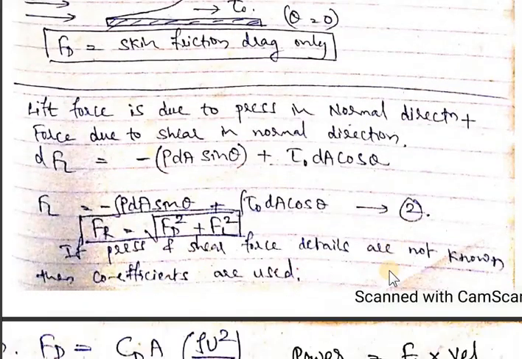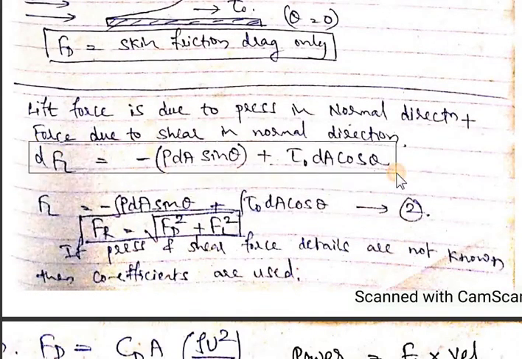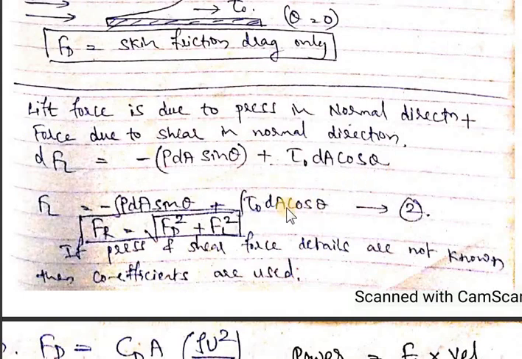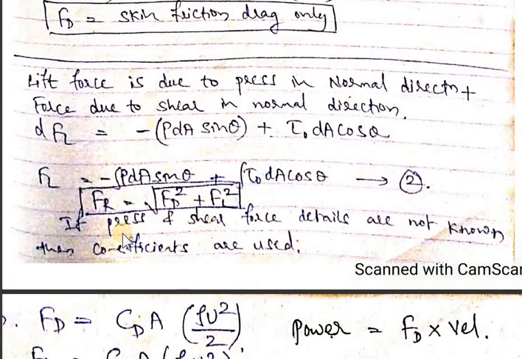dFL, for a full body, I have written here as integration of P dA sin theta minus integration of tau naught dA cos theta, or vice versa, depending on the magnitude. Similarly, the resultant or total force can be given, as you know in mechanics, as the square root of the summation of drag force squared plus lift force squared.